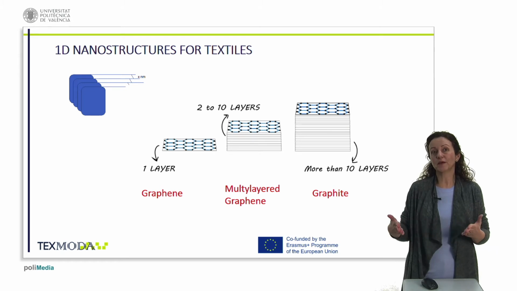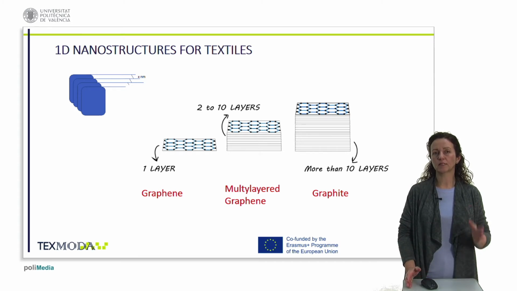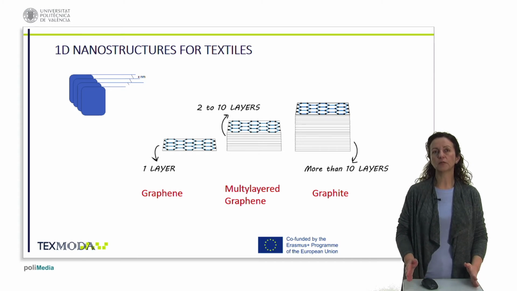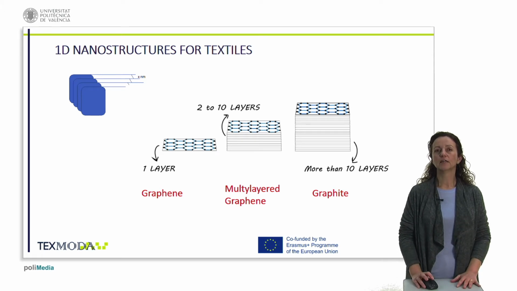Well, this depends on the authors and on the classification, but what we can observe is that we've got graphene, and if we add multiple layers, we arrive at graphite. In the middle, we've got 2-layer graphene, 3-layer graphene, and this is one of the products that is widely used in the textile industry.